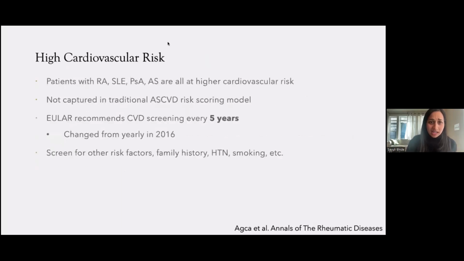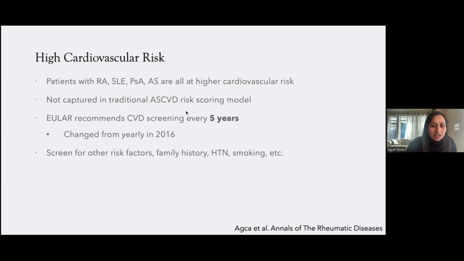All the patients we talked about today are at higher cardiovascular risk than the average population. There's not a guideline that I could find on starting them on early statin therapy or early medications. The EULAR, which is the European Alliance of Associations for Rheumatology, I believe, they changed their name a few years ago, and it's quite a mouthful. They recommend screening people for cardiovascular disease every 5 years. They used to recommend yearly, but in 2016, the data was showing that there's not really a benefit to checking them that often. Turns out people's cardiovascular risk doesn't change all that much year to year. So now it's every 5 years.